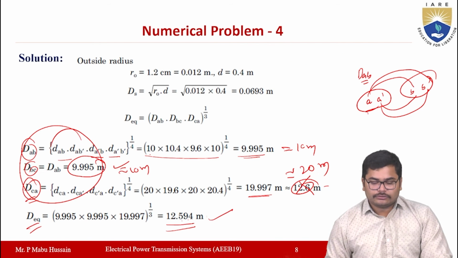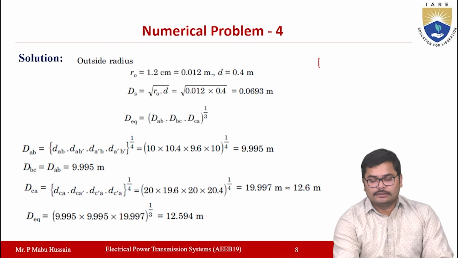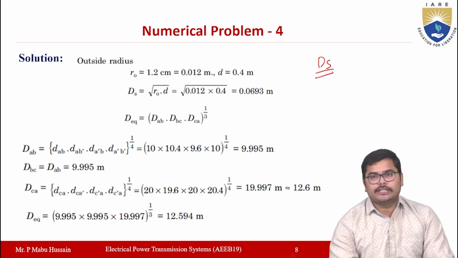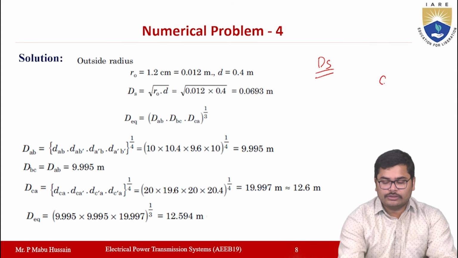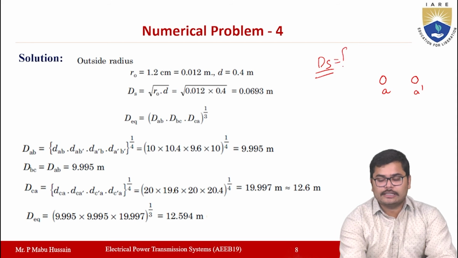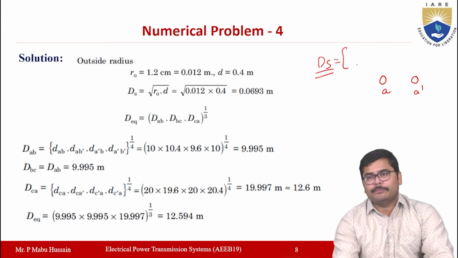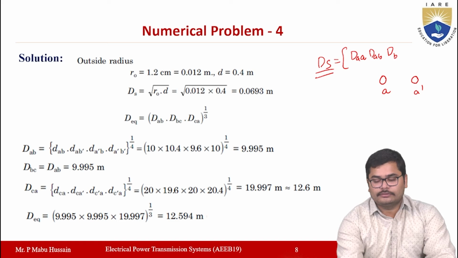After calculating this, you have to calculate the ds. ds is nothing but the self GMD. You can calculate the self GMD by considering each phase. If you consider the first phase, you have two conductors A and A dash. So the value of self distance ds is equal to the product of all the distances: daa, dab.